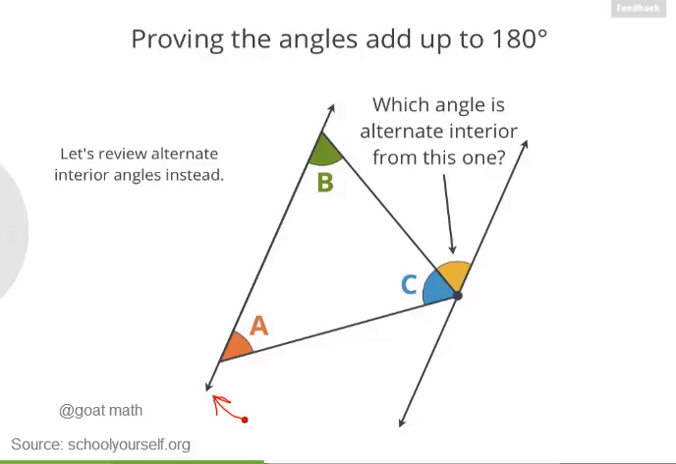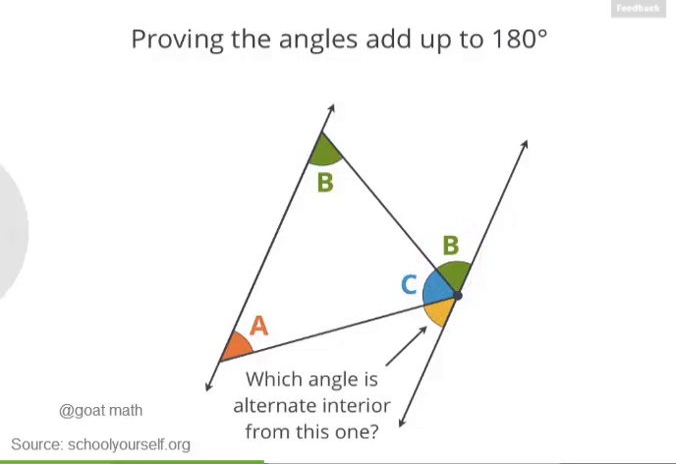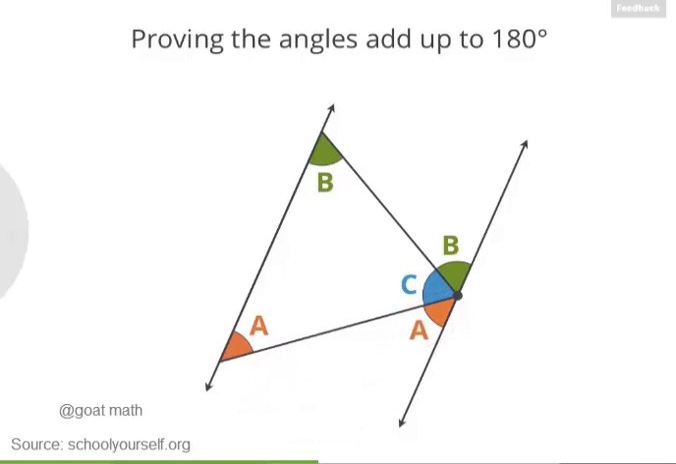Exactly! Because these 2 lines are parallel, this angle here has the same measure as this one over here, because they're alternate interior angles. So this angle has measure B as well. Now which angle inside the triangle is alternate interior from this one? Right, this angle has the same measure as this one over here, because they're another pair of alternate interior angles. So this angle also has measure A.